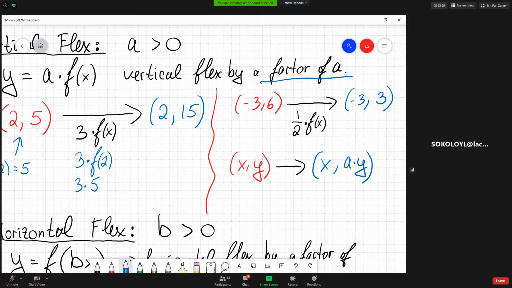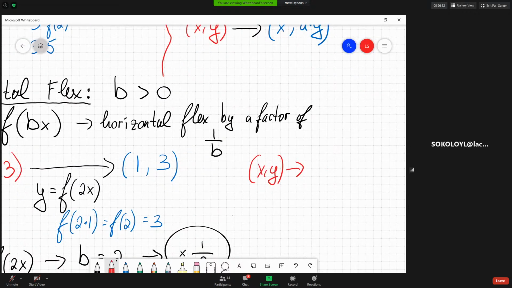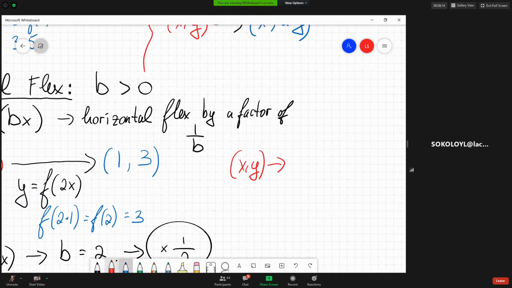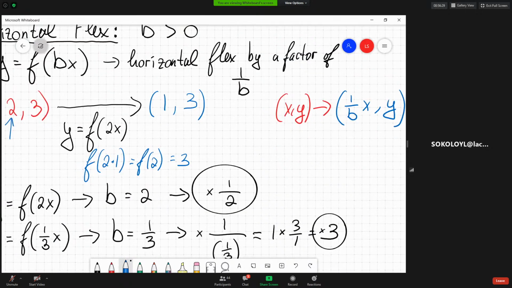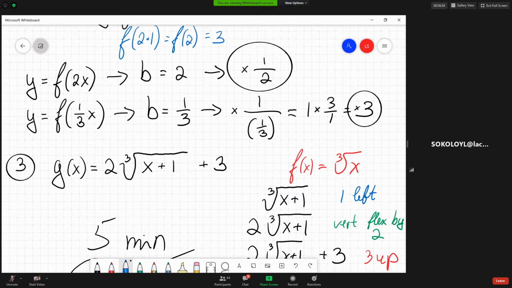Factor of a. Whereas if we have a horizontal flex, then the y value would remain the same, but x would get multiplied by a factor of 1 over b. So that's important to remember. All right, so now let's get back to this example.